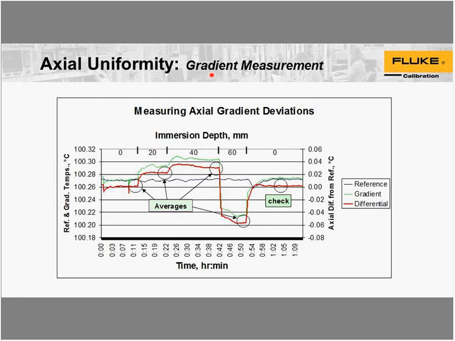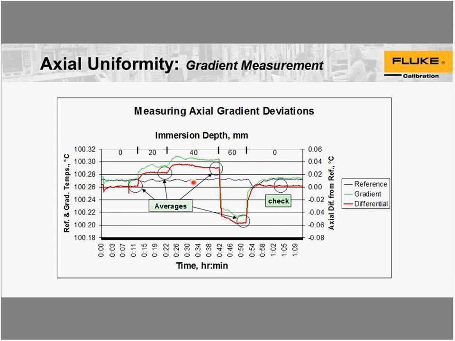Example. Now, we do a gradient. We're actually using 2 probes. For the axial measurement, we're going to use what we call a gradient probe, and that's represented here by this lighter blue line. We also have a reference probe. You can see the darker blue line here is representative of that value.